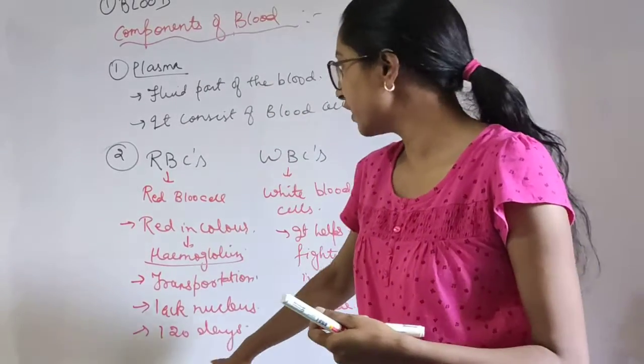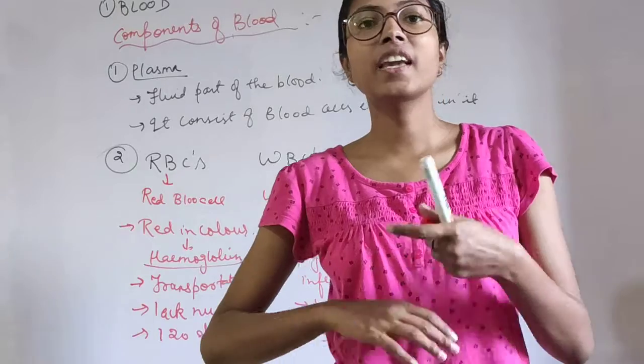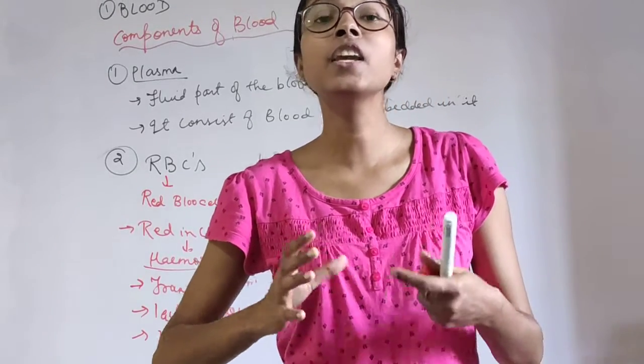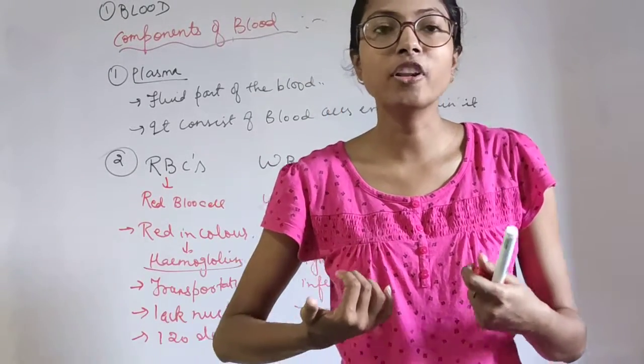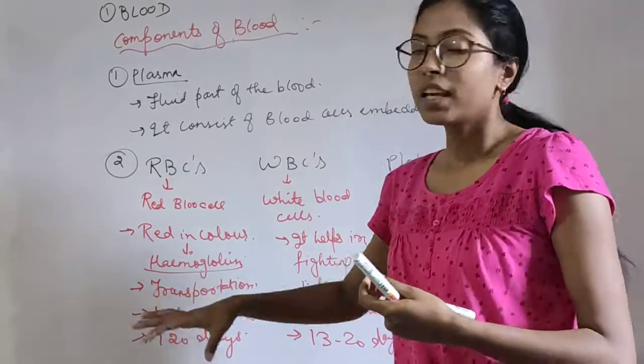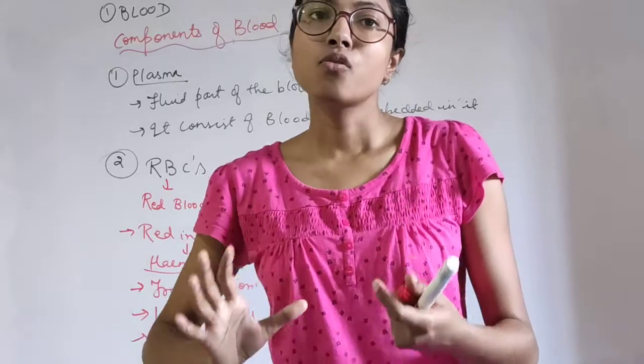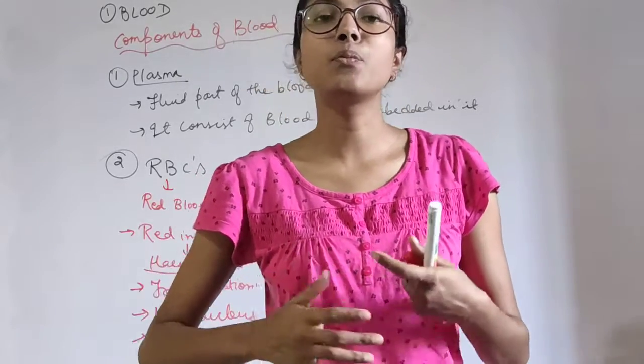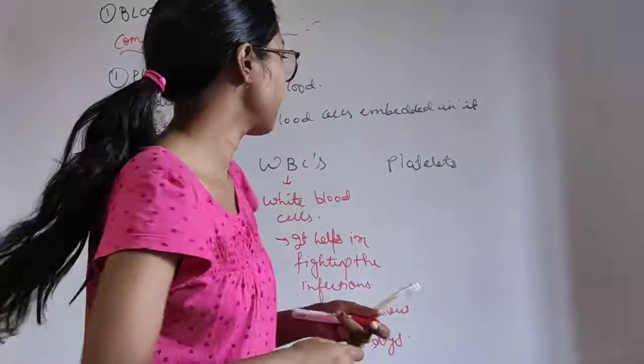After 120 days, if the RBCs are lost, they are again formed in the bone marrow. In our body we have bone marrow in the thighs and elsewhere, and there the RBCs and WBCs are formed. So blood components, new blood components, are formed in the bone marrow.